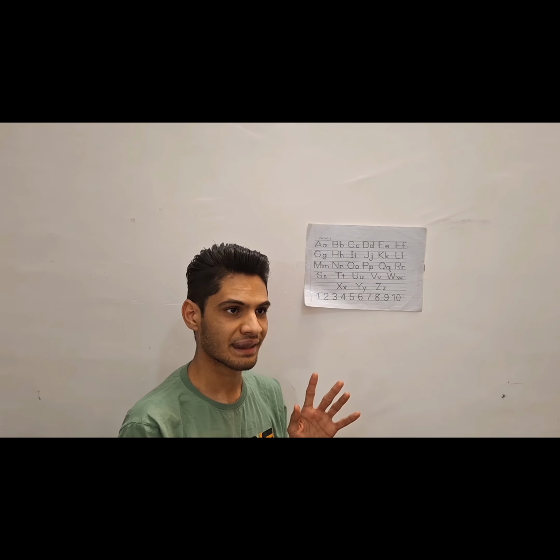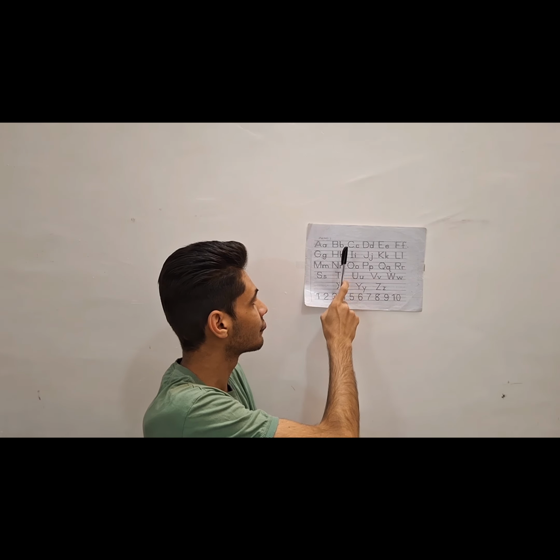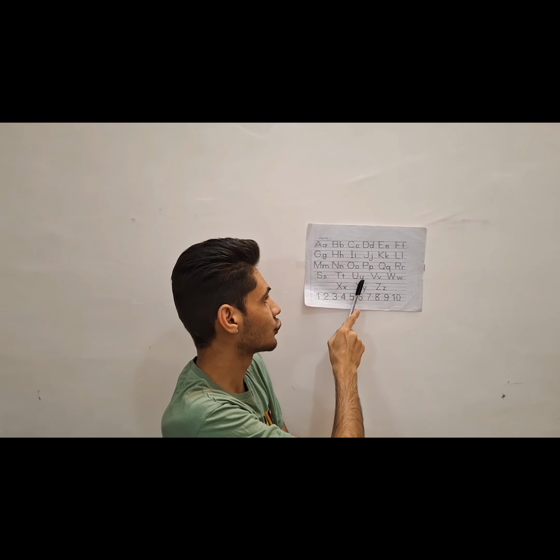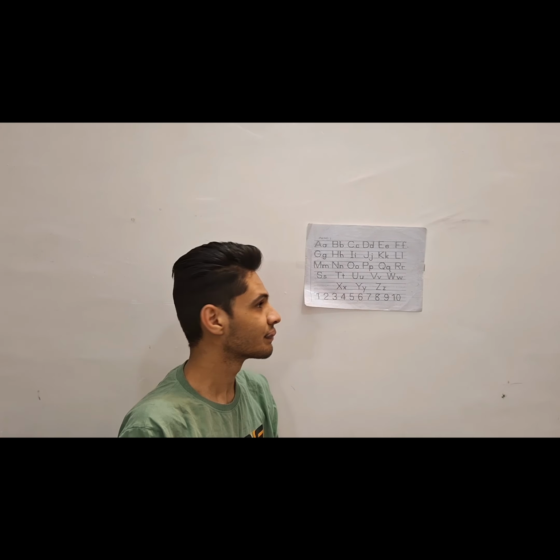In English, we have 26 letters, 5 vowels, and 21 are consonants. What are the vowels? Vowels are A, E, I, O, U. And other letters are consonants.